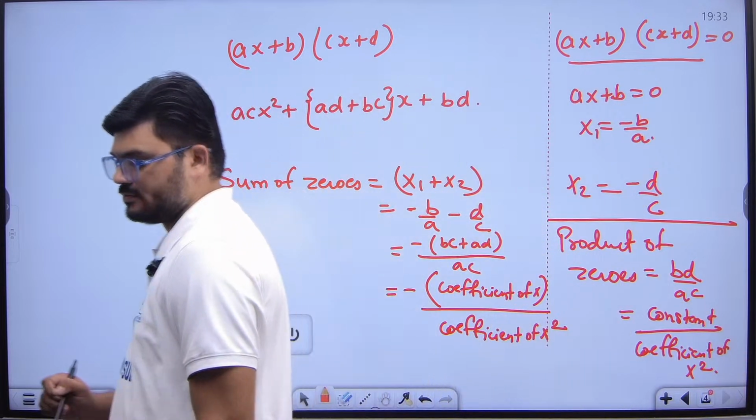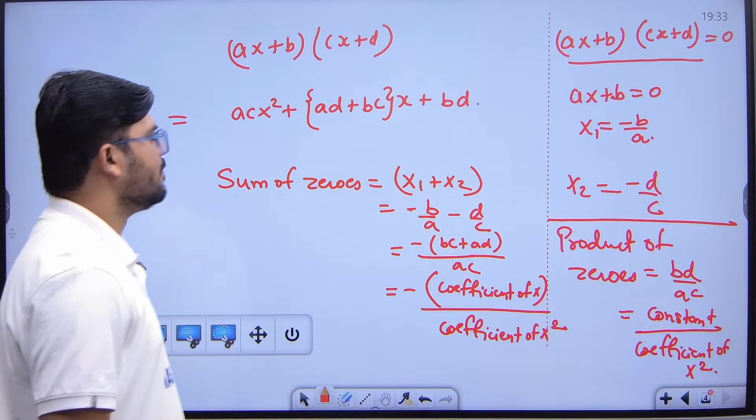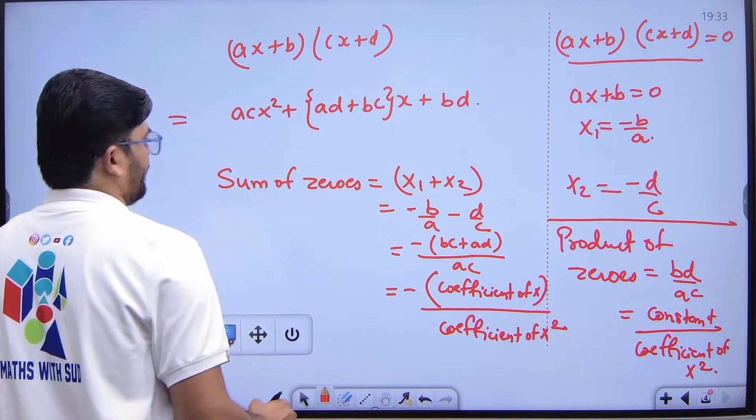Please write down the relationship between zeros and the relationship of coefficients. Yes, done. Okay, now see what is happening.